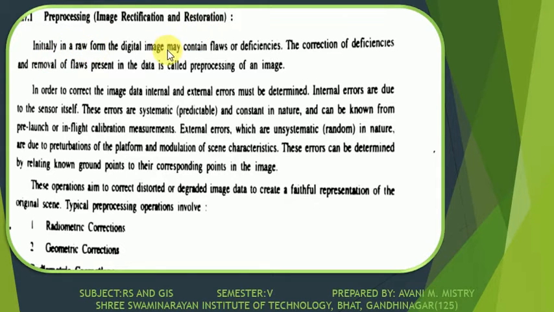Initially, a raw digital image may contain flaws or deficiencies. The correction of the deficiencies and the removal of the flaws present in the data is called preprocessing of an image. That means there are many flaws in the image, that is called deficiency, and removing them is called preprocessing. In order to correct the image data, internal and external errors may be determined.